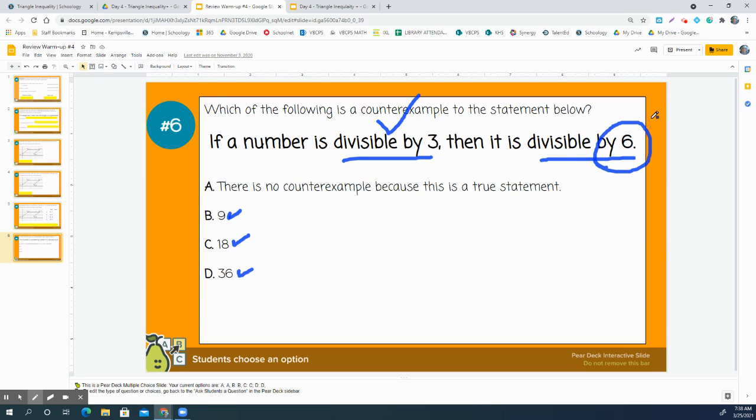But I want this one to not be true. So I'm going to keep the hypothesis and change the conclusion. That's how you test these counterexamples. So 9 is not divisible by 6. So I like that answer.